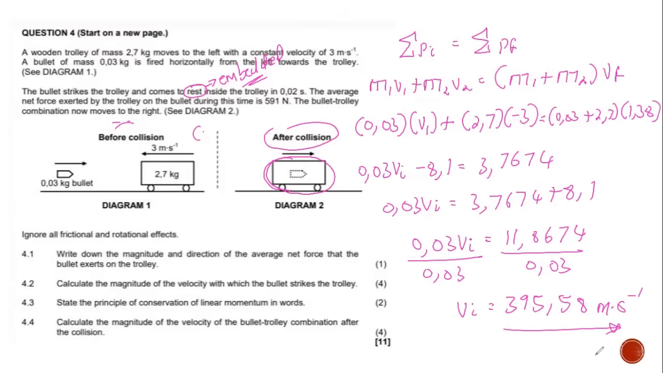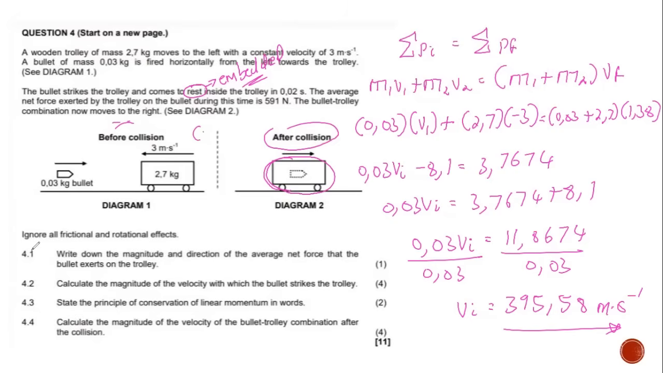Remember, a bullet moves at a very, very high velocity. So 395.58 meters per second becomes the velocity with which the bullet strikes the trolley, right? So you saw how we calculated that. First, we had to calculate the velocity of the combination, and then from there we can use it to calculate the initial velocity of the bullet before it strikes the trolley.